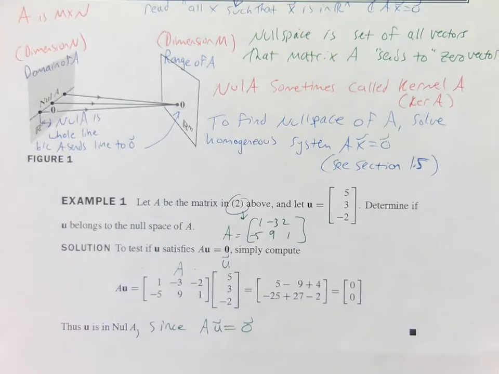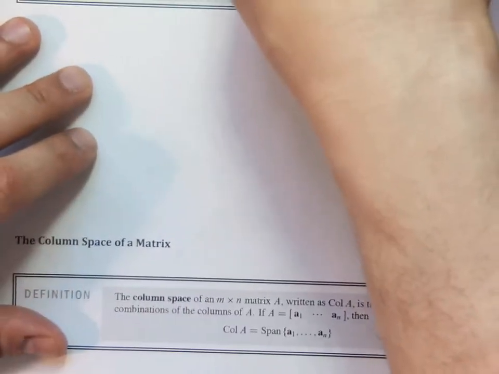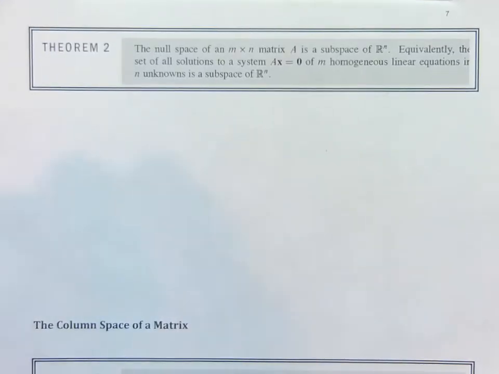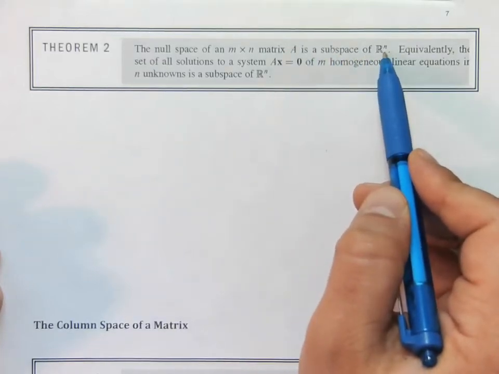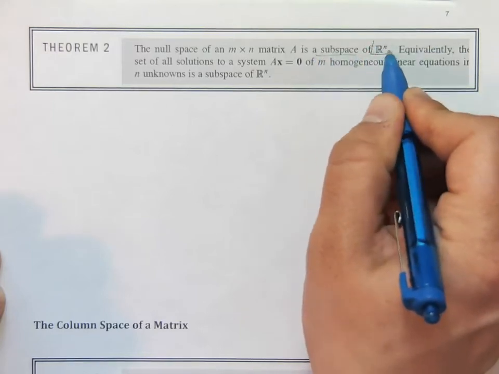So this has to do with subspaces, using the theorem on the next page. So let's look at that theorem. Let's read the theorem here. It says the null space of an m by n matrix A is a subspace of Rn. Okay, so here's the word subspace, and we're saying Rn specifically.